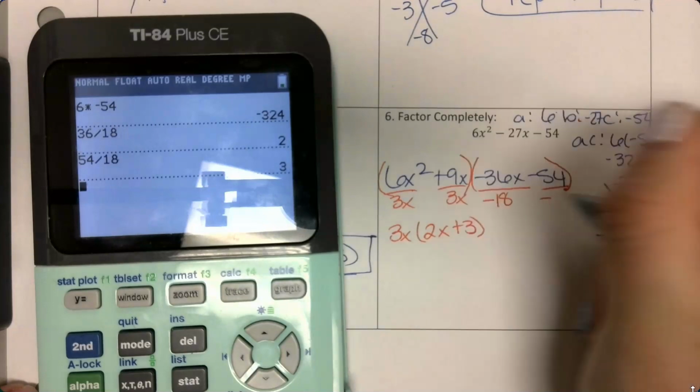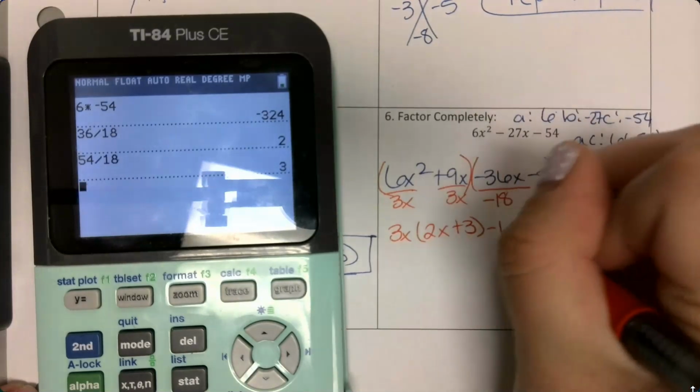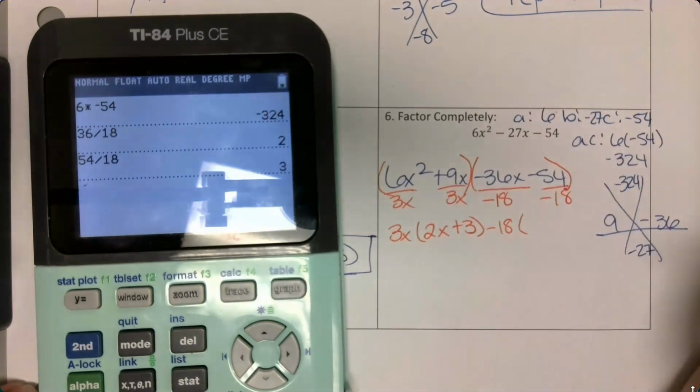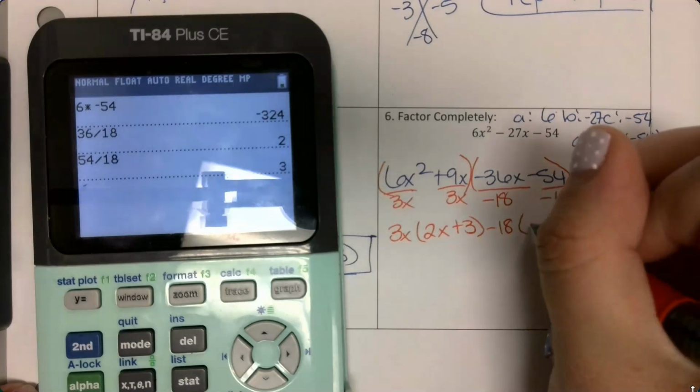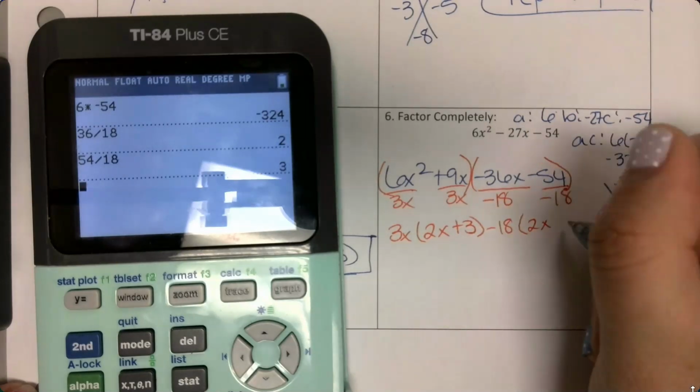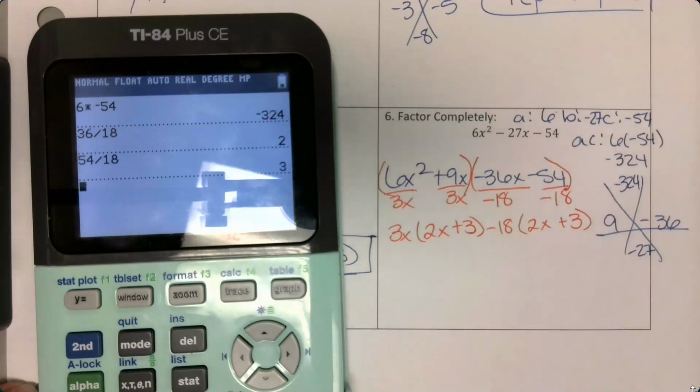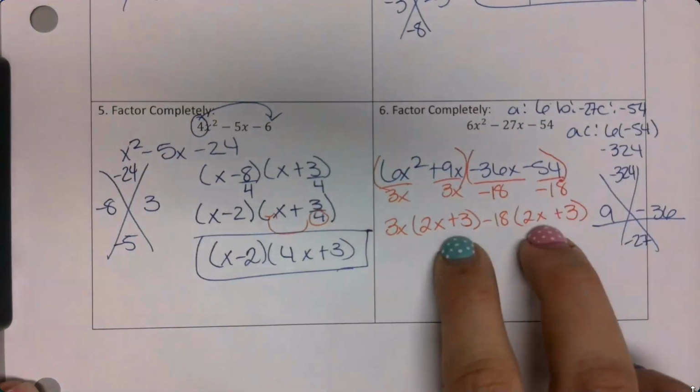So I'm going to take out negative 18. I think the numbers on the test are also going to be smaller. So I know -36x divided by negative 18 is going to be 2x, and then negative 54 divided by negative 18 is going to be 3. So notice, if I've done this correctly, these two things in parentheses should be the same.